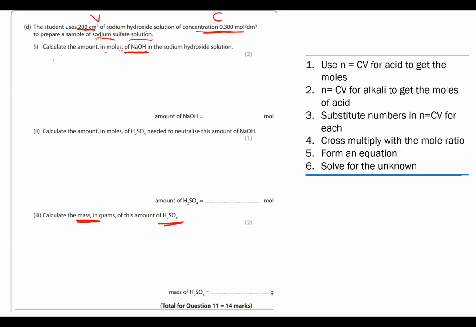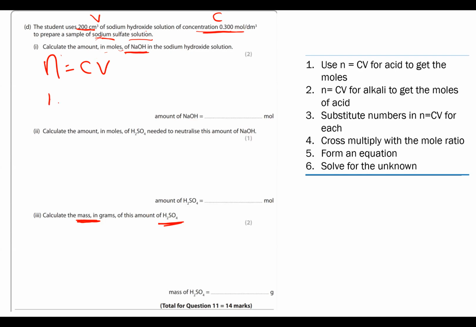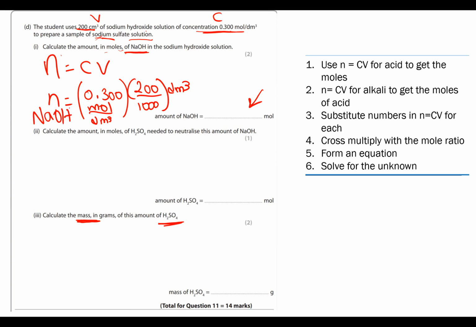So moles, N equals CV, N equals 0.300 mole per decimeter cubed times 200, and I'm going to divide by 1000. Okay, and that would be in decimeter cubed. You're going to write your answer over here. Okay, so now these are your moles of sodium hydroxide, NaOH. So it's important to keep writing which reagent it is. Calculate the amount of sulfuric acid needed to neutralize this reaction.